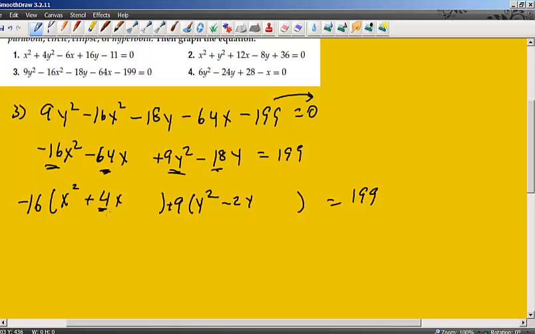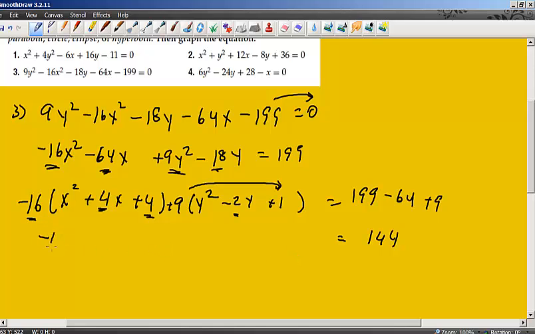Take half of that, square it, which is going to give me 4, and of course negative 16 times 4 is going to give me negative 64, so I'm going to subtract 64 there. And then take half of that, square it, which will give me 1. 9 times 1 is going to give me 9. I'm going to add 9. Okay, so on the right side, it turns out to be 144.